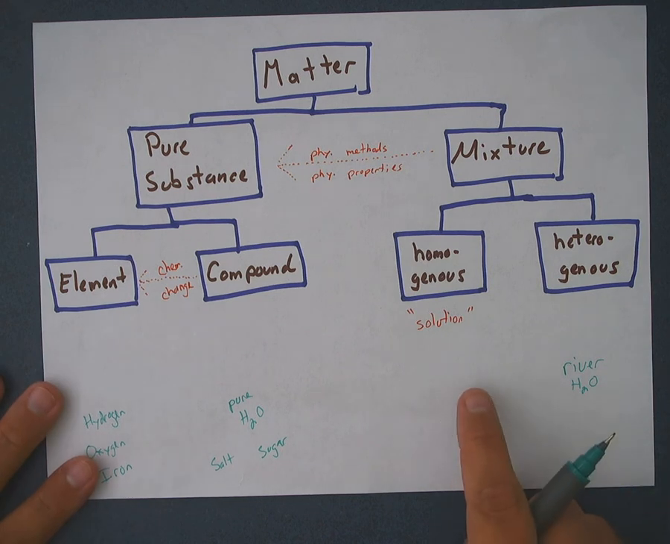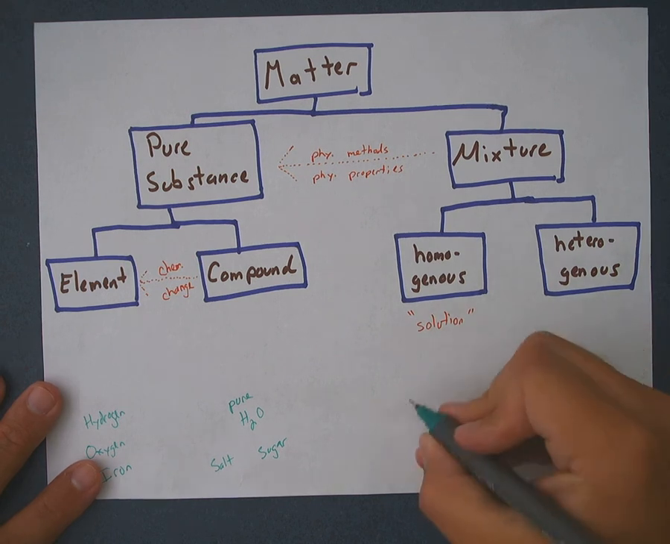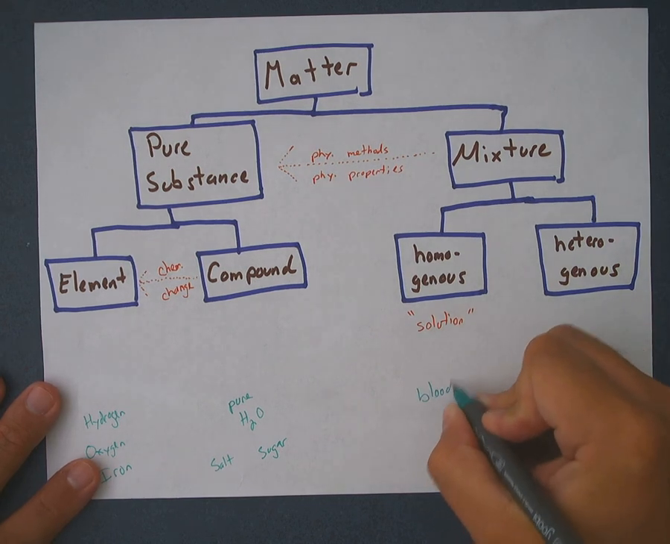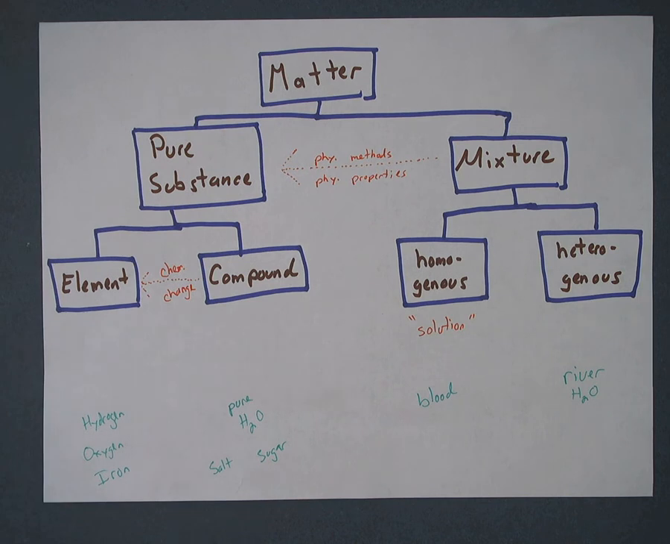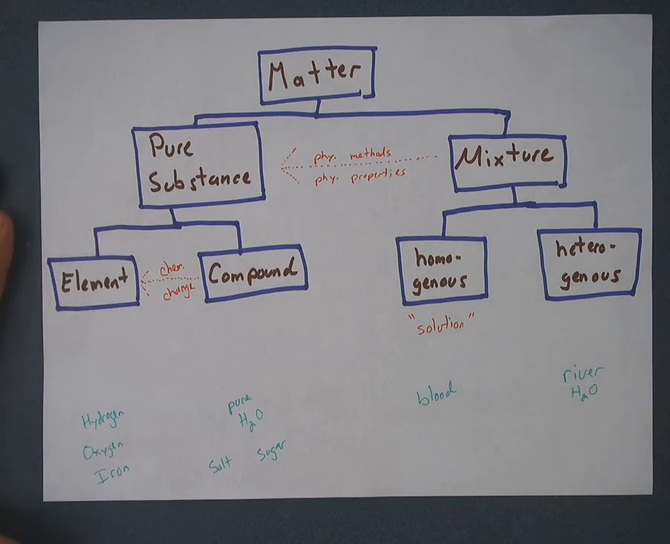And then let's see, so homogeneous solution. Let me give you this one. Let me put the word blood, okay? Blood is definitely a mixture. There's a lot of things. If you study in biology, you'll learn blood is made of red blood cells and white blood cells and plasma and platelets. And it's all really well mixed, right?